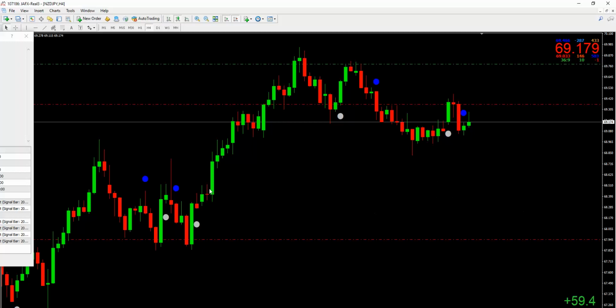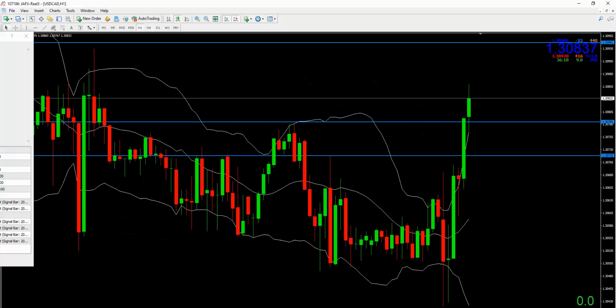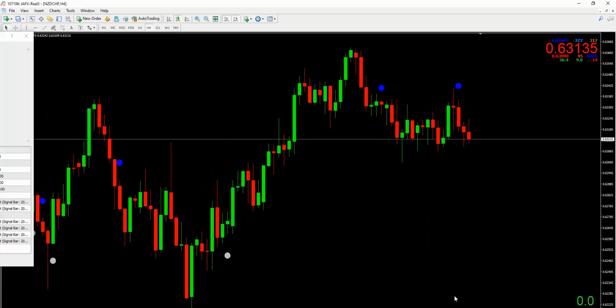The direction of the market is not very clear here. When this is happening, when it's giving both buy and sell signals, it's because the market is ranging or consolidating. Not everybody knows how to read that.